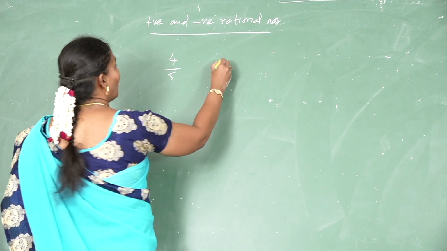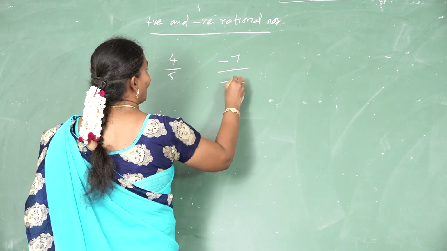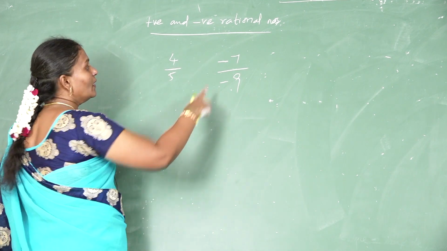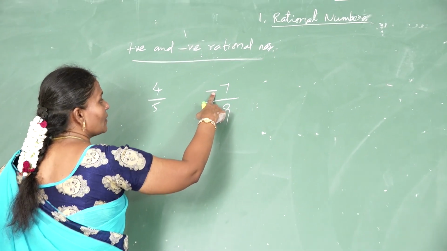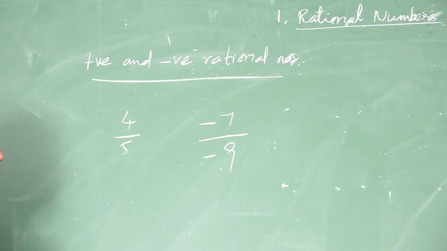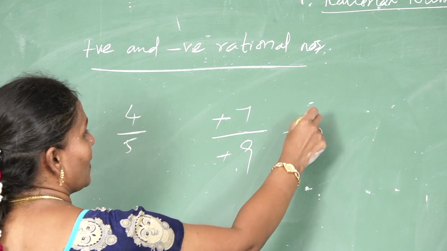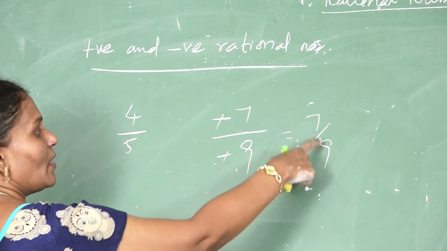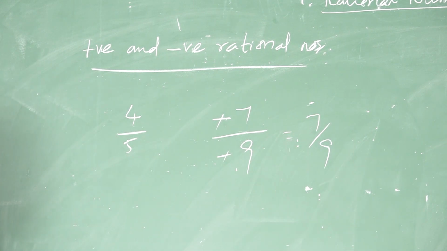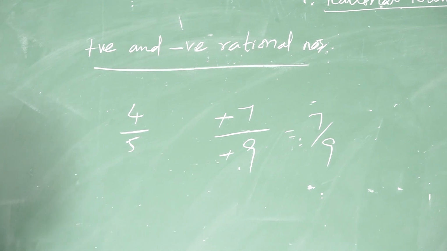So this is called a positive rational number. Then minus 7 by minus 9. See here, the numerator is minus and the denominator is also minus. The minus signs cancel. So minus 7 by minus 9 is nothing but 7 by 9. The 7 by 9 is also a positive rational number. So, numerator and denominator must be positive, or numerator and denominator may both be negative. So these are positive rational numbers.